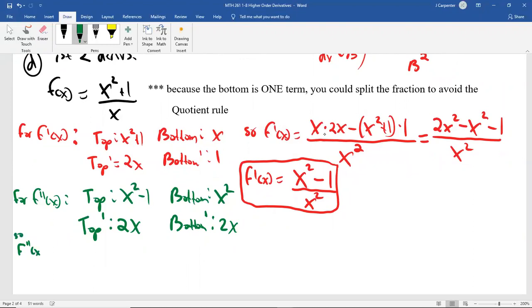f double prime of x, using the formula, the bottom times the derivative of the top, so this product, excuse me, the bottom times the derivative of the top is these two. The bottom times the derivative of the top.